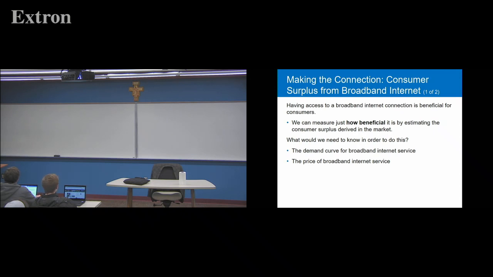So having access to an internet connection is obviously beneficial for consumers and makes our lives a lot better. Besides the stuff it could help you with your business, or help you take your work home or whatever, there's a lot of entertainment stuff, streaming, surfing, all that. So there's a ton of different benefits. But we can measure just how beneficial internet is for people by estimating the consumer surplus derived in the market. So in order to do this, you need to estimate the demand curve for broadband internet service, and you'd have to know the price of broadband internet service.